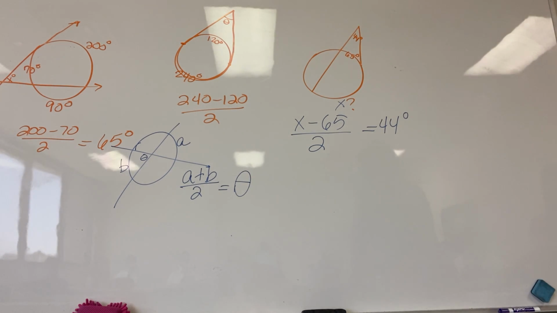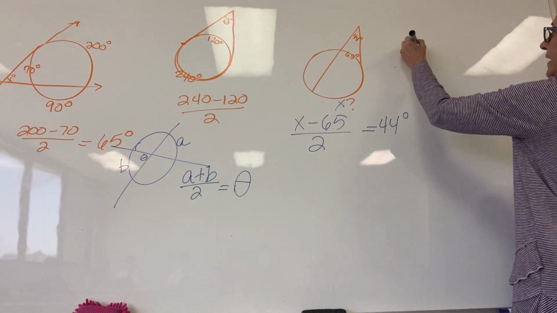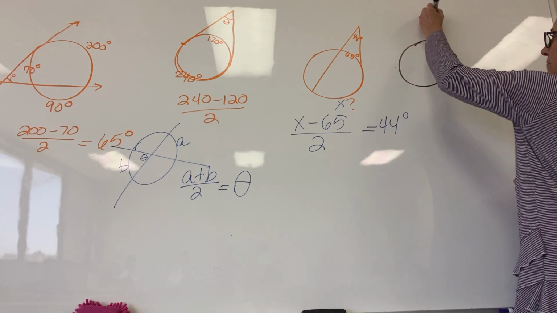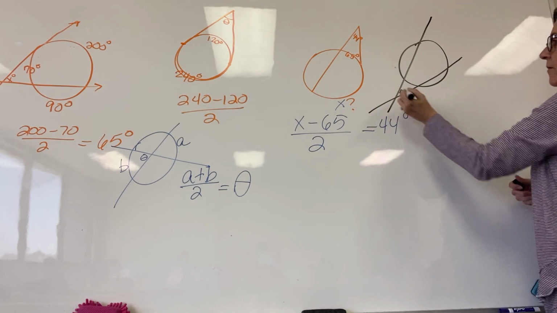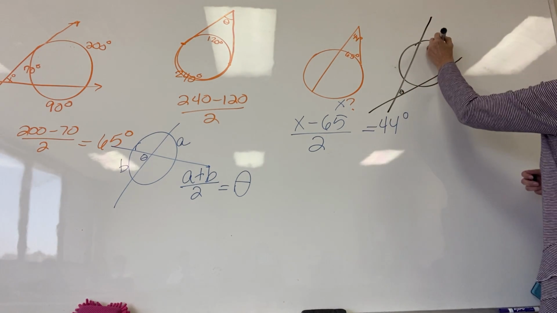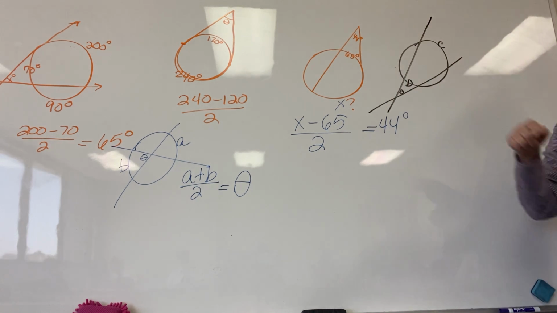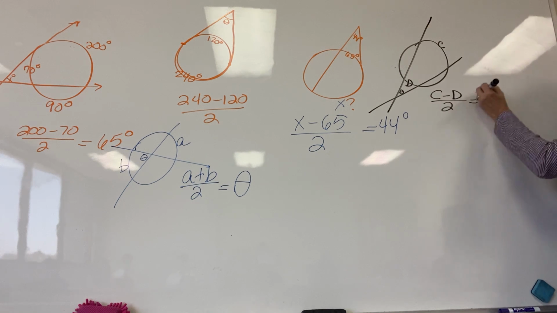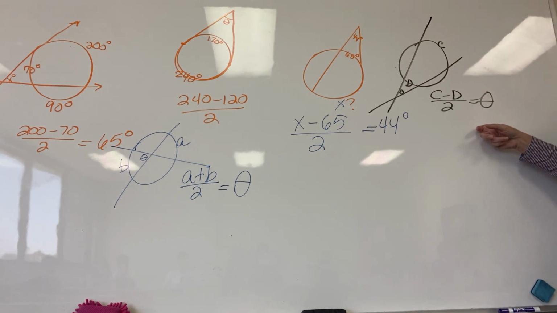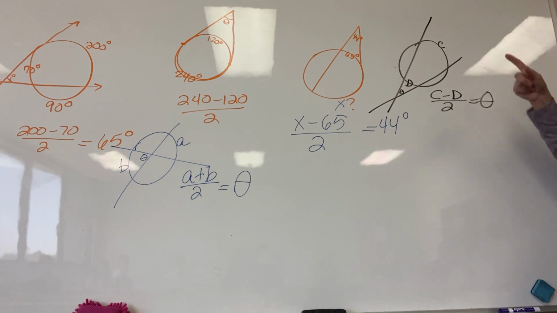on the other hand, we have lines that intersect outside. So now we have theta, okay? And now we'll call this C and D, the measure of those arcs. What is the formula here, Sarah? C minus D over 2 equals theta. Exactly. Got it? That's the two formulas from this lesson.